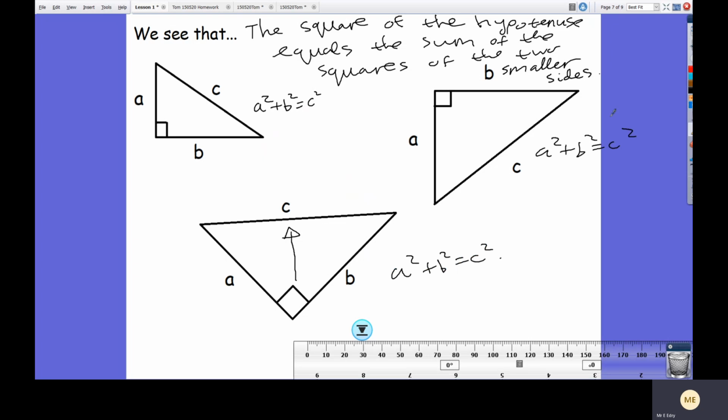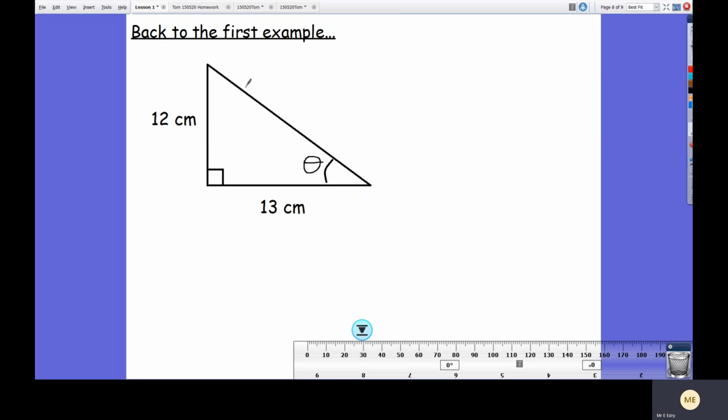So let's do a concrete example of finding the hypotenuse. If we look at our first example, if I want to find the size of the hypotenuse, I could just state Pythagoras and label my sides. I could label 12 as A, 13 as B, and the hypotenuse as C. It doesn't matter if I swap B and A around. So stating Pythagoras' theorem, the sum of the squares of the smaller two sides, A squared plus B squared, literally just taking the smaller two sides, squaring them individually, then adding them up, is going to be the hypotenuse, or the longest side, squared.